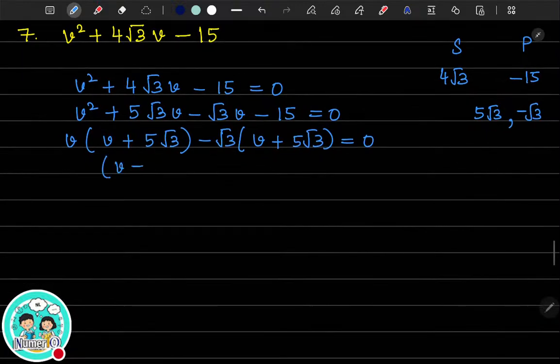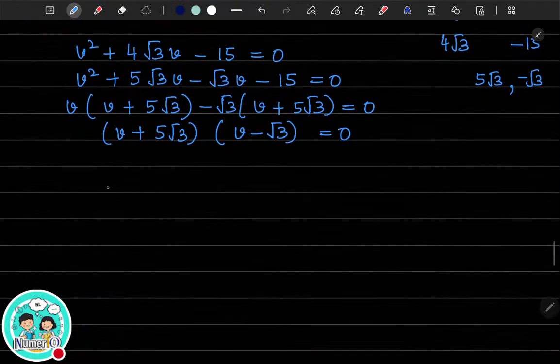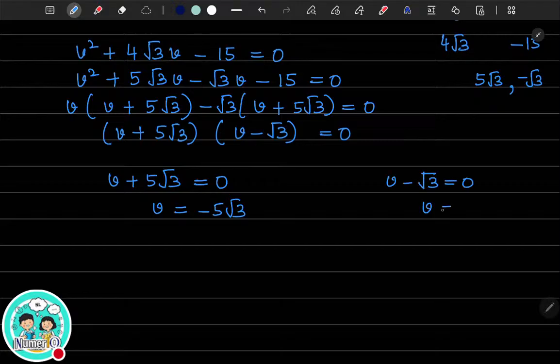So v plus 5 root 3 is common among the two terms. The leftover term is v minus root 3 equal to 0. So either v plus 5 root 3 is equal to 0, which means v equals minus 5 root 3, or v minus root 3 equal to 0, which means v is equal to root 3. So one of the values is your alpha, the other value is your beta.